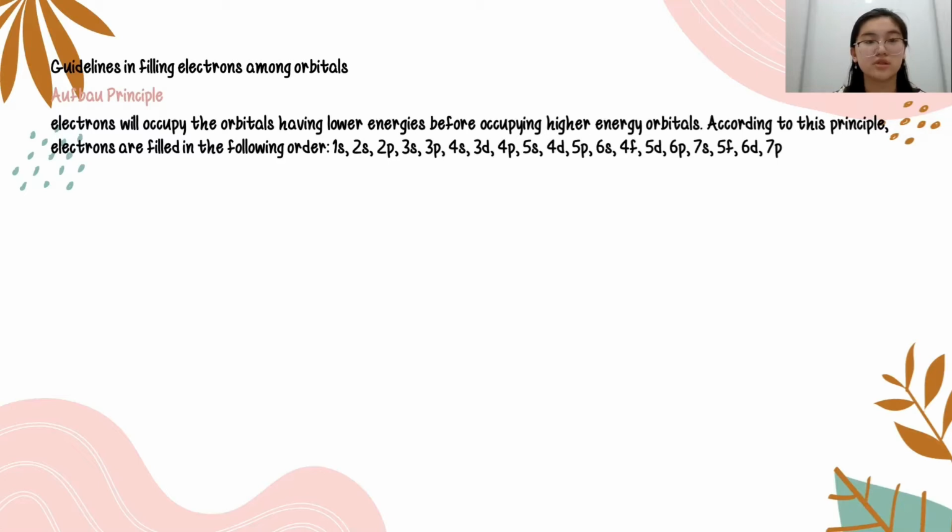Next, we go to the guidelines in filling electrons among orbitals. First is the Aufbau principle. Electrons will occupy the orbitals having lower energies before occupying the higher energy orbitals. According to this principle, electrons are filled in the following order: 1s, 2s, 2p, 3s, 3p, 4s, 3d, 4p, 5s, 4d, 5p, 6s, 4f, 5d, 6p, 7s, 5f, 6d, and 7p.